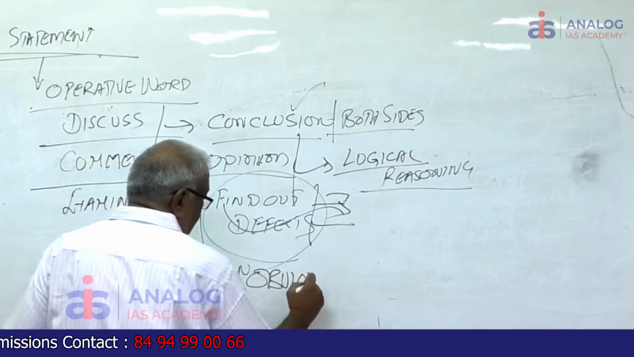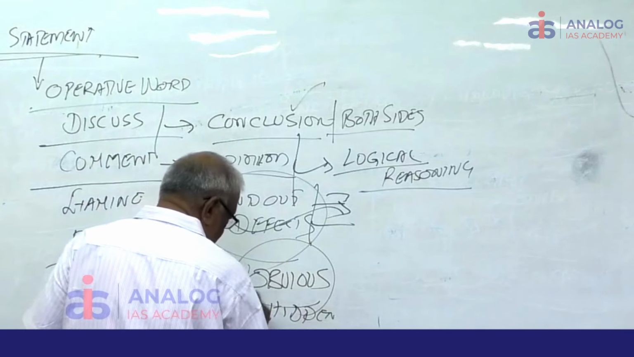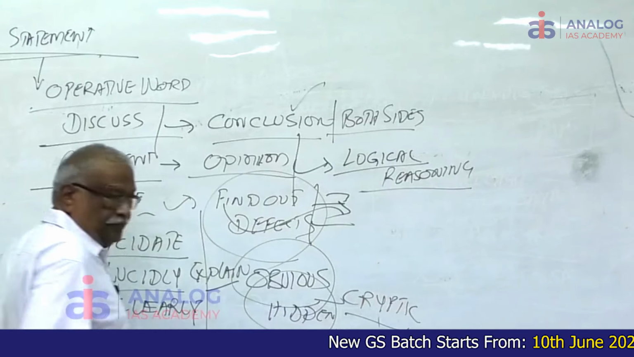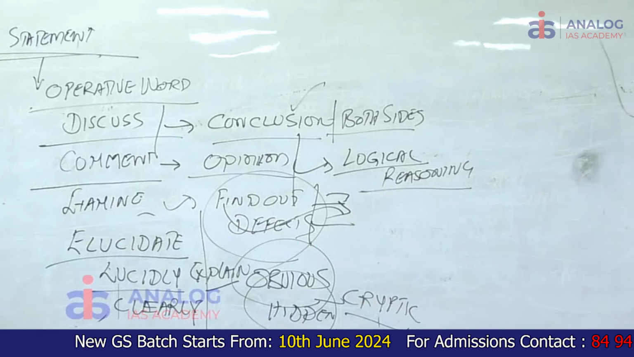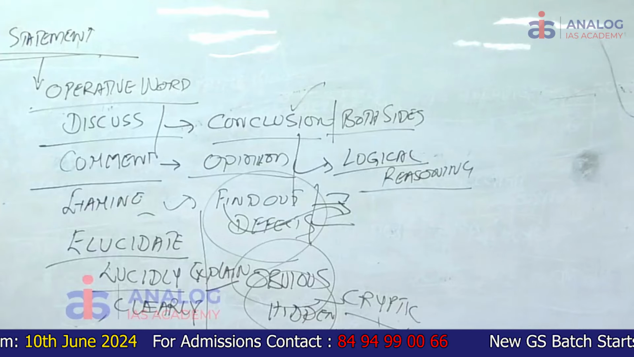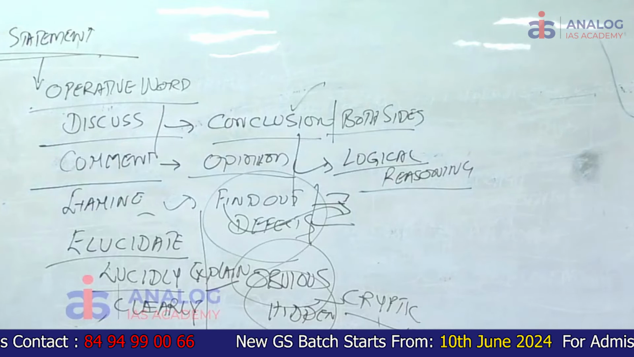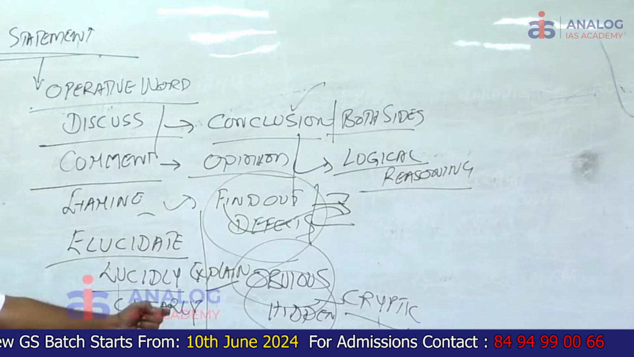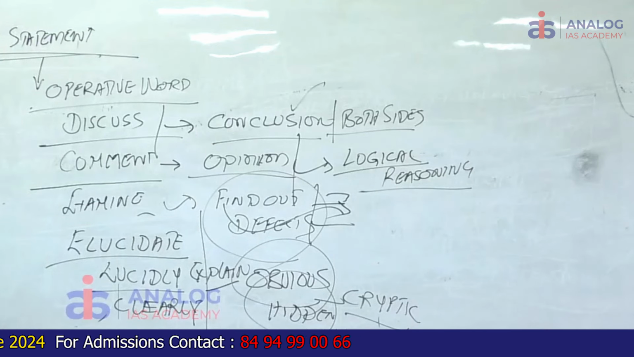Obvious means it is open. Something is open, something is hidden. This hidden, cryptic meaning, we call it cryptic. Something is hidden there. You will not be able to find it out by one reading of that question. Maybe you'll have to read more than once or twice. Then you'll be able to find out what this is. Then elaborate on that. This is what is called elucidate, lucidly explain.